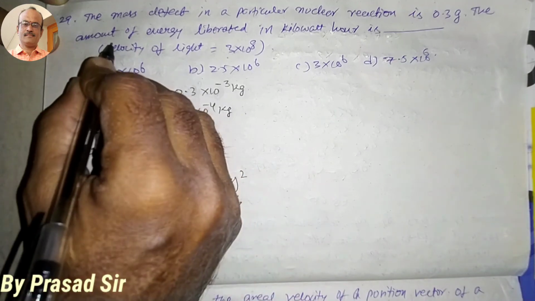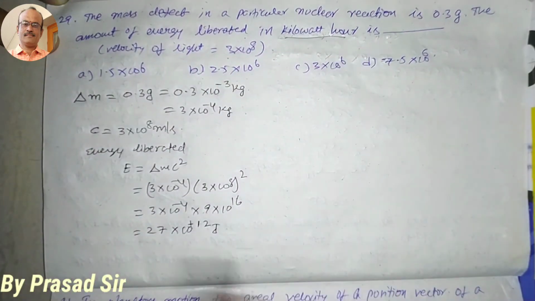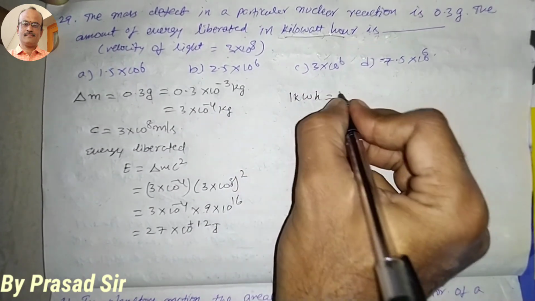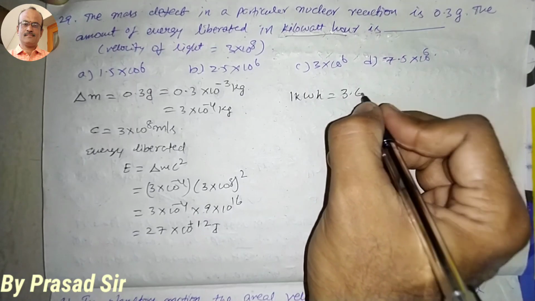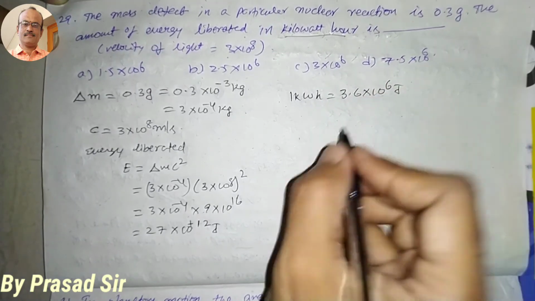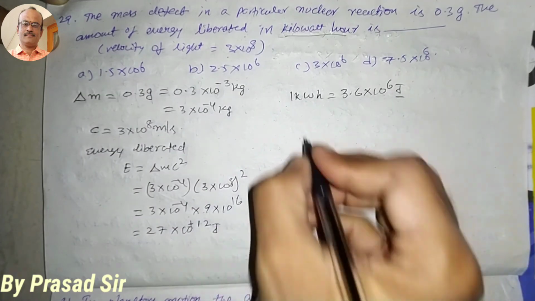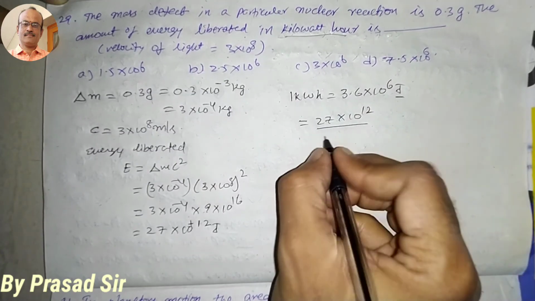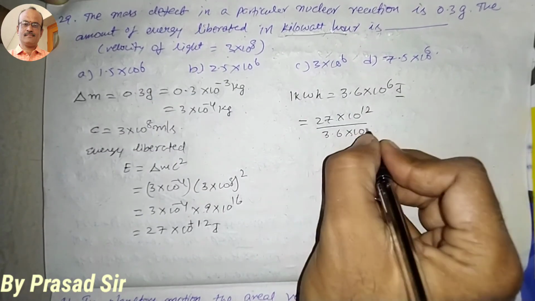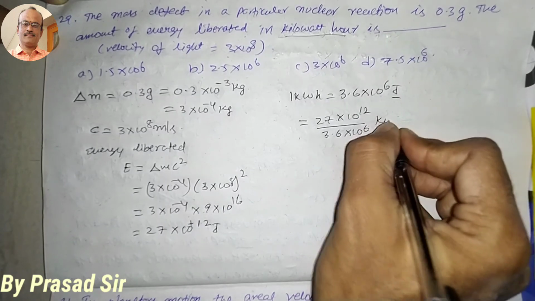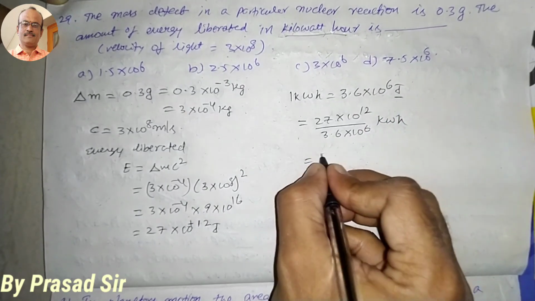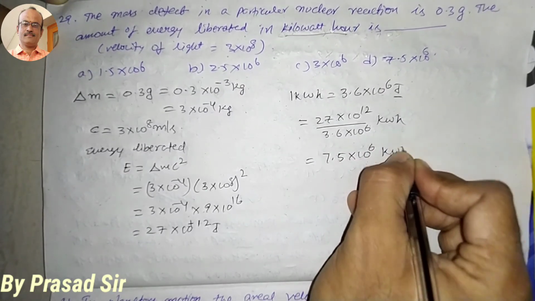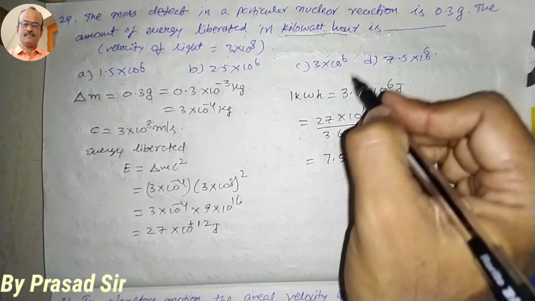But here the amount of energy liberated is required in kilowatt hour. 1 kilowatt hour is equal to 3.6 into 10 to the power of 6 joules. We will substitute here: 27 into 10 to the power of 12 divided by 3.6 into 10 to the power of 6, that is kilowatt hour. On calculation, 7.5 into 10 to the power of 6 kilowatt hour. So which option is correct here? Option D is correct.